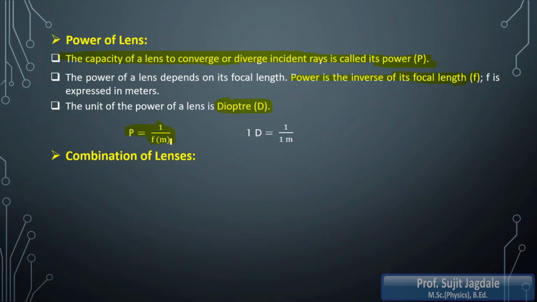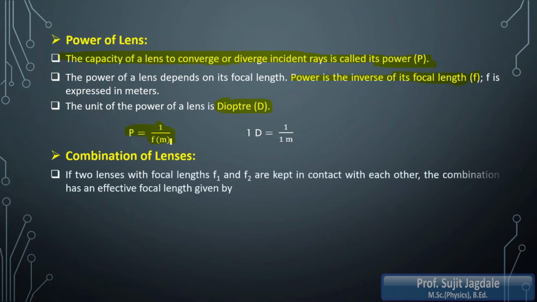Now we can also combine a number of lenses. Like while forming the lens, we had combined two spherical surfaces. That means we had joined the two spherical surfaces with each other. In a similar way, we can combine some number of lenses, and after combining those lenses, we can calculate the effective focal length of the combination. Suppose I am combining two lenses whose focal lengths are f1 and f2, kept in contact with each other.